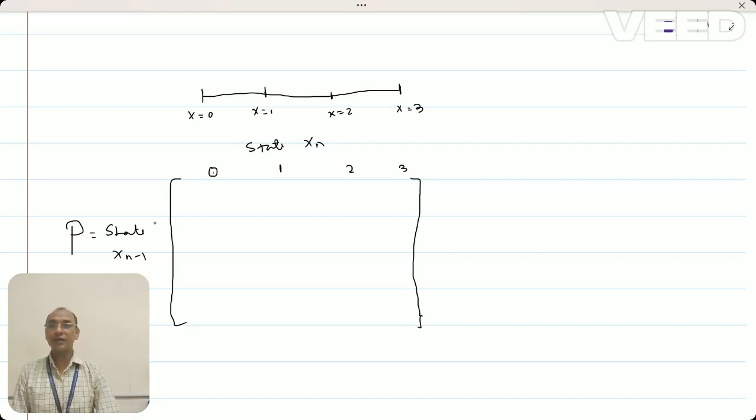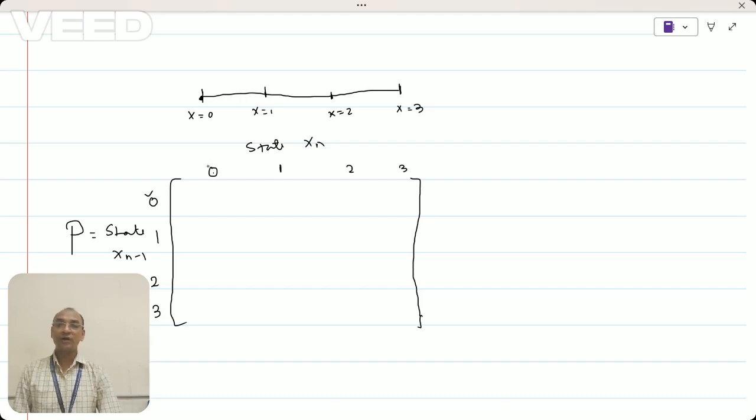Similarly, here also xn minus 1 may be 0, 1, 2, or 3. Now see, the person is at x equal to 0. So present state is x equal to 0. Now let me go to the future state. Future state is also 0. So present state is 0, future state is 0. So there is no probability of movement. So here the probability will be 0.